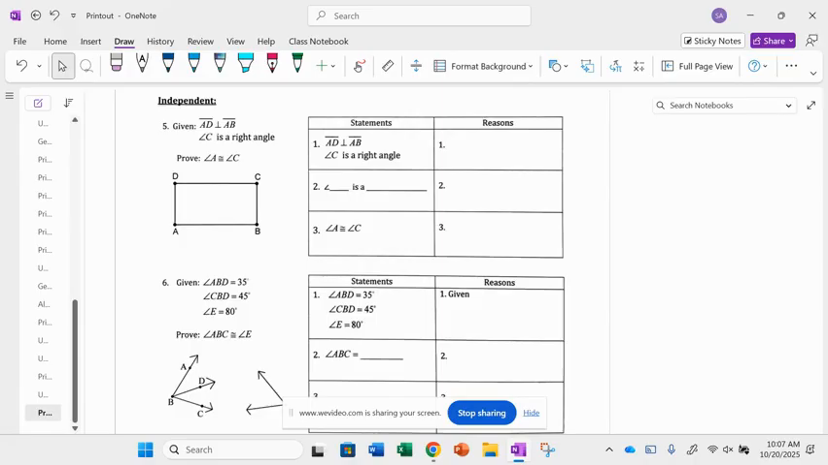Perfect. All right, I think I checked everybody, yes? Perfect. All right, we will finish this up tomorrow.